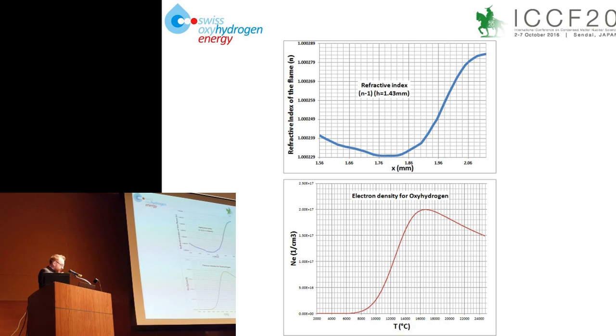Considering the close relationship between the refractive index and plasma temperature, it's now possible to estimate the temperature of the flame by placing the refractive index of the oxyhydrogen plasma on its electron density curve. And with this method, I discovered the temperature of the oxyhydrogen flame varies between 130 and 150 degrees C.